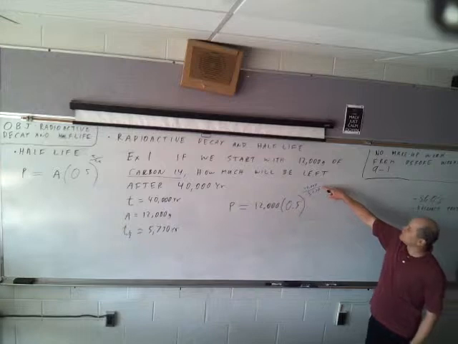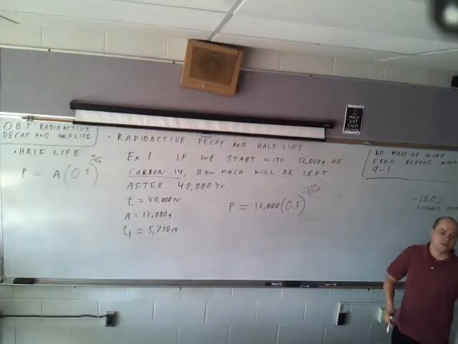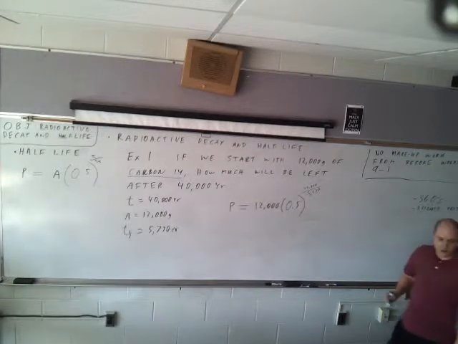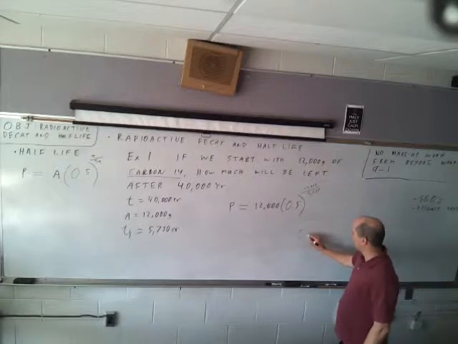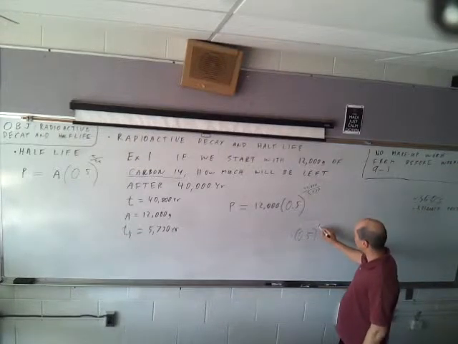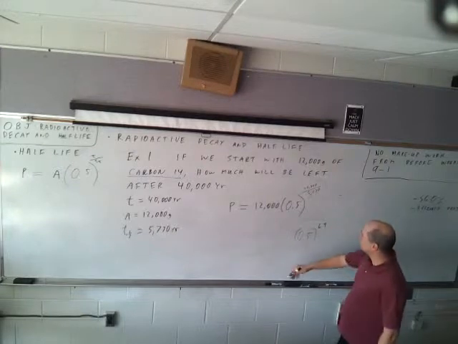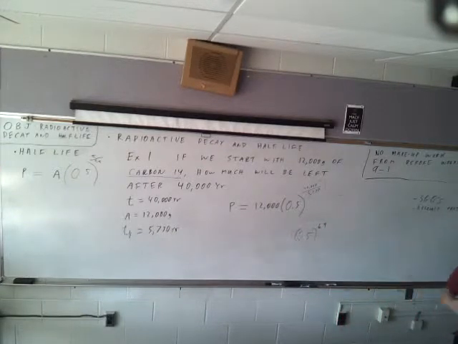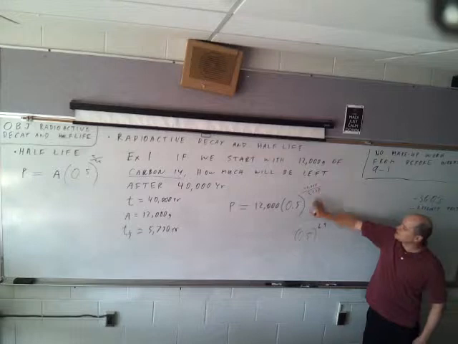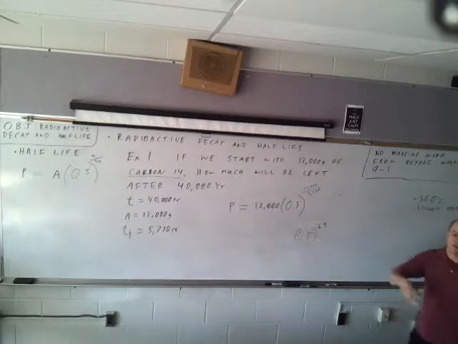So this should be about 7 or 8 or something. It's 6.9. So you're going to do 0.5 to the power of 6.9, and then you're going to multiply by 12,000. So you're doing this part first, then this part, then times 12,000 will be the last step.